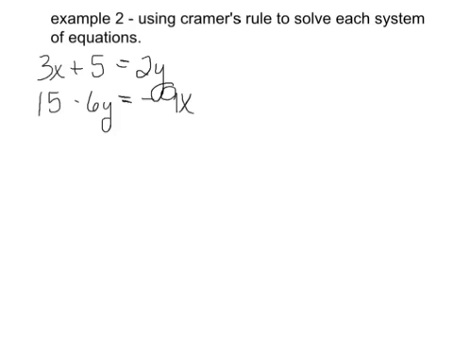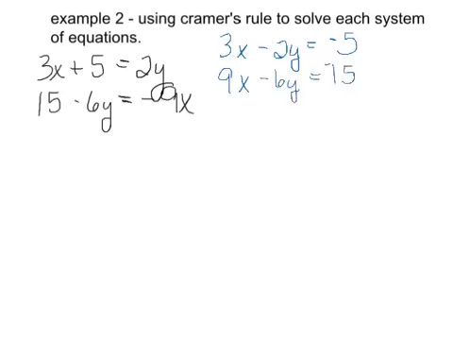Let's try another one. Use Cramer's rule to solve each system of equations. So first I'm going to find the determinant of my coefficient matrix. Actually, I have to write this in standard form first. So 3x minus 2y equals negative 5. And I'm going to move that over, so positive 9x minus 6y equals negative 15.